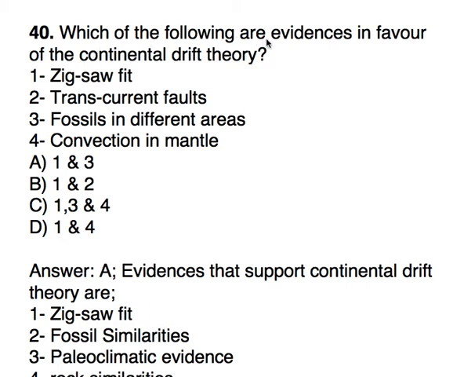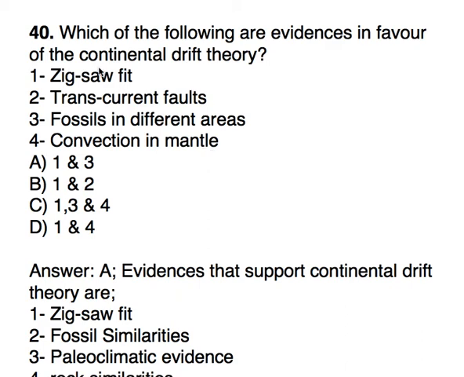Next, that is the last question of the day. Which of the following are evidences in favor of the continental drift theory? This is a repetitive question, meaning the question has been asked in the last year. So we have to understand that in this exam questions are repeated, but they may change the options. So look at the options: jigsaw fit, transform faults, fossils in different areas, convection in the mantle.